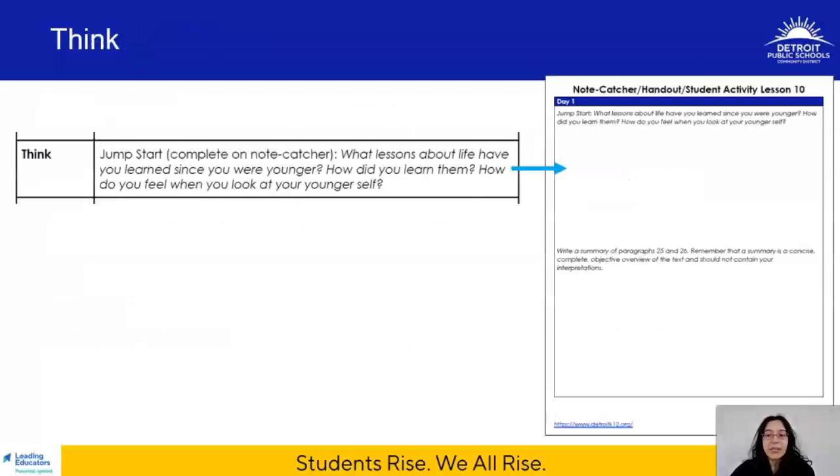In the text, the author reflects about her upbringing, how she was raised, and the things she learned about when she was younger. Before we start reading, I'd like you to think back to when you were younger. Think about the following question from your learning packet. What lessons about life have you learned since you were younger? How did you learn them? How do you feel when you look at your younger self? Write your response in the top section of the note catcher. Go ahead and pause the video to do that now.